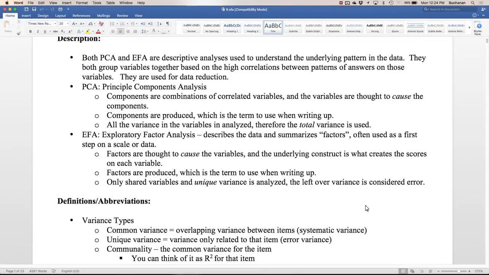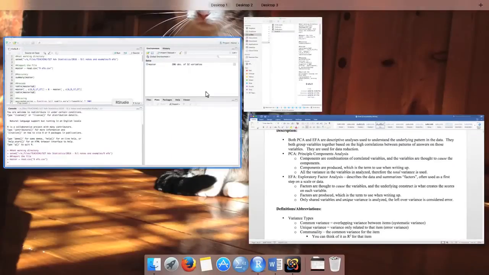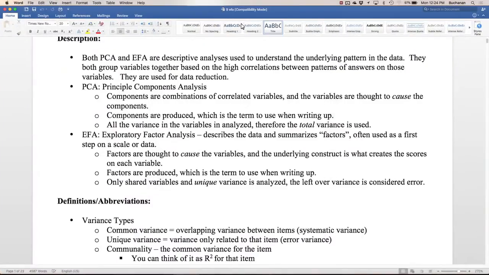And so EFA is usually the first step in those procedures, where we're going to group all of our different variables together based on having high correlations between them. So you actually want multicollinearity in a sense. And it's based on their patterns of answers. So if you think about a scale that you've taken, or you can look at the scale that we're using in this example.